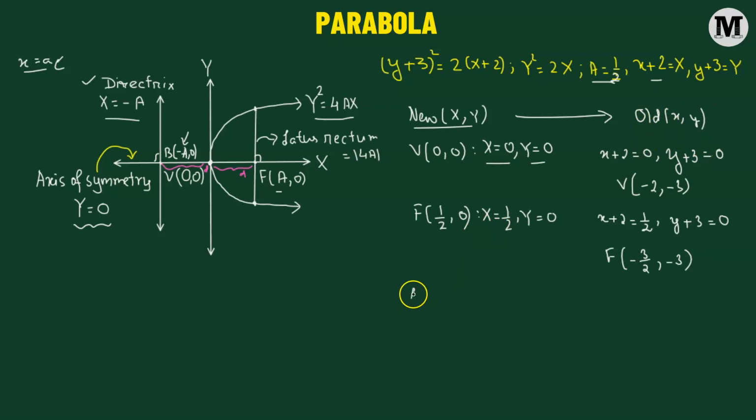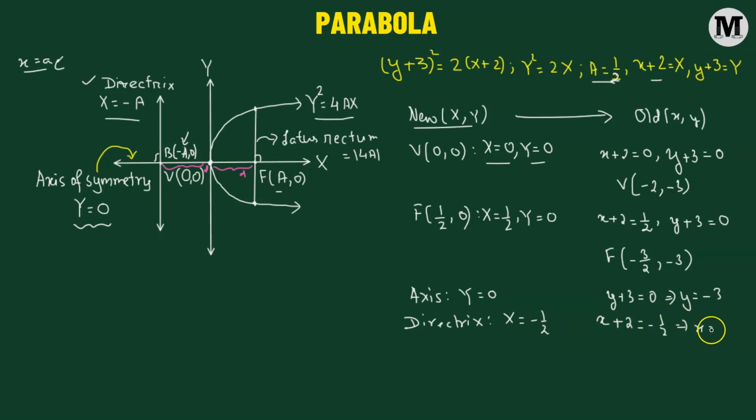Then coming to the equation of the axis, in the new system that's y equals 0. In the old system, that's going to be y plus 3 equals 0, which means y will be equal to -3. Then we have the equation of the directrix of the parabola. The directrix has the equation x equals -a. So a here is 1/2, so x equals -1/2 is the equation of the directrix. But we want to go to the old system, so x plus 2 will be equal to -1/2, which means x will be equal to -5/2.